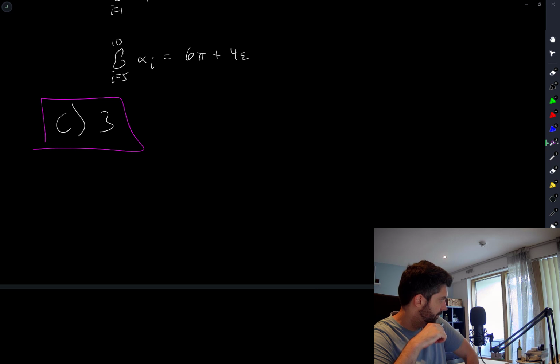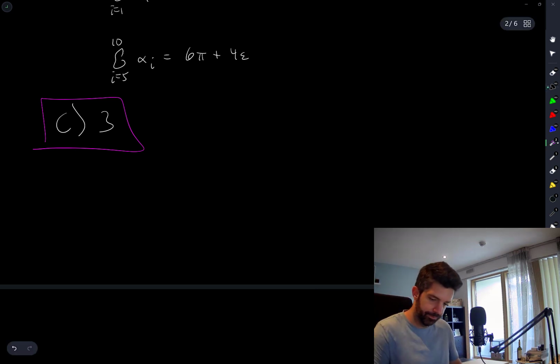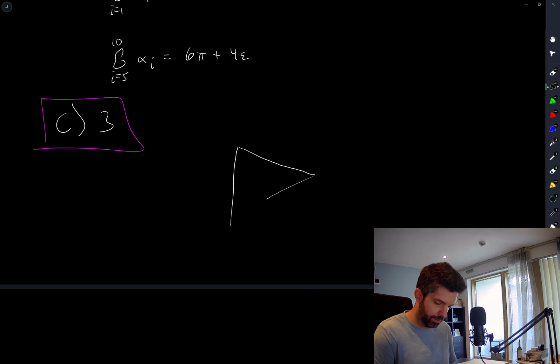Can you have a quadrilateral with 3 acute angles? No, because the inside's, well, hold on. Yeah, 1, 2, 3. So there's 3 acute angles in a quadrilateral.